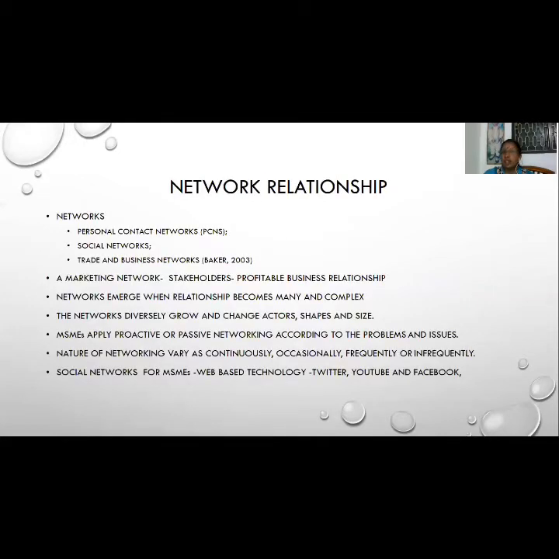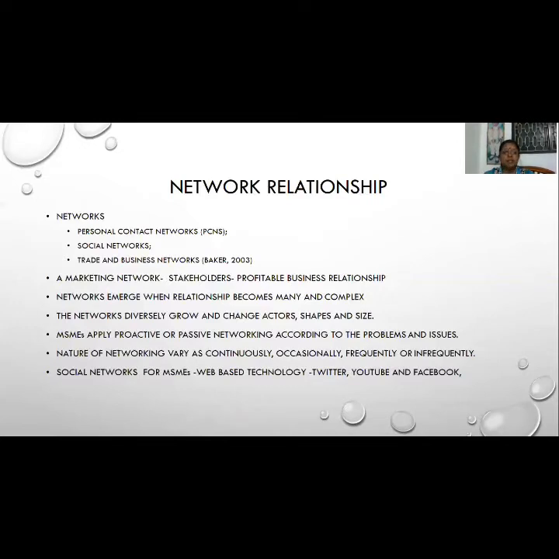Another case is network relationship. As we know, networking means a firm links to different types of stakeholders. This stakeholder-based link must be created as a relationship. Relationship means a strong tie among the stakeholders. These networks may be personal contact networks, social networks, trade and business networks. The network may be diverse. It can grow diversely. The actors can change, and the shape and size can change. So when the organization grows, complexity also grows. Networking is becoming more important to all organizations.